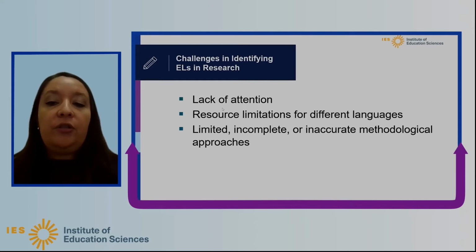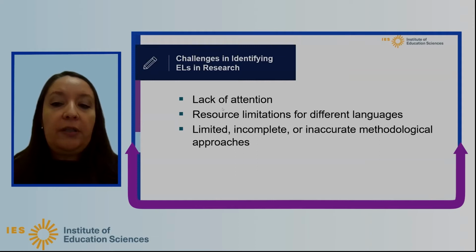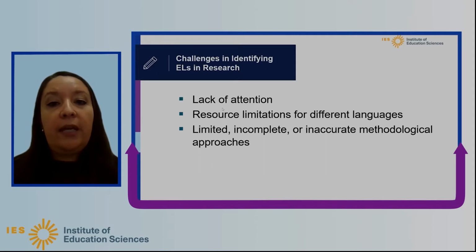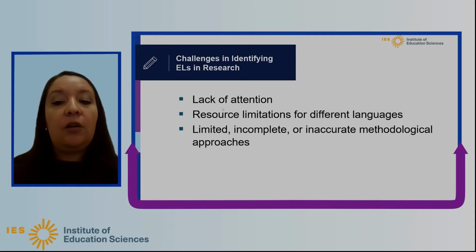Even if researchers limit their identification efforts to home language surveys or rely on methods used by education agencies, there is a risk that the information obtained may be limited, incomplete, or inaccurate. And as such, the method used may interfere with being able to accurately identify ELs in ways that are nuanced enough to conduct sophisticated and meaningful analyses on ELs in the sample or interpret the findings.